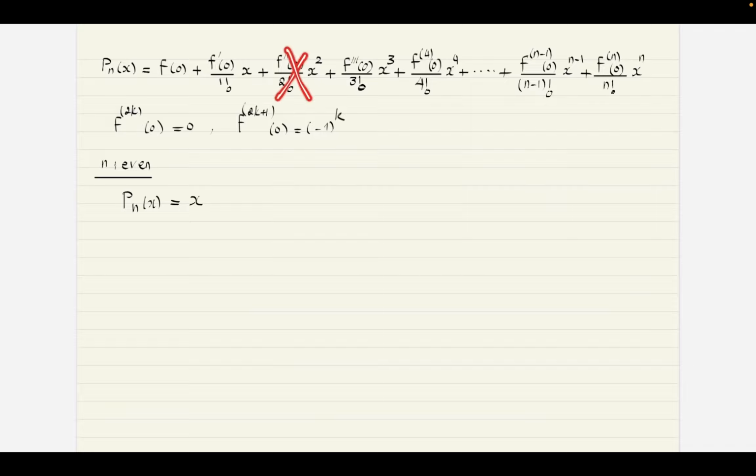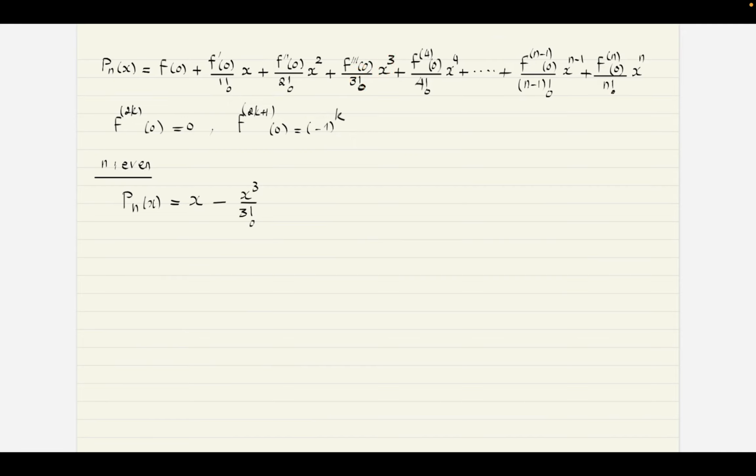The next one is even, so it is gone. And what about this one? So this is the third order derivative. If I compare it here, it means that 2k plus 1 is 3, so this means that k is 1. And minus 1 to power 1 is negative, so this becomes negative divided by 3 factorial times x to the power 3. So the next term will be negative x to the power of 3 divided by 3 factorial.